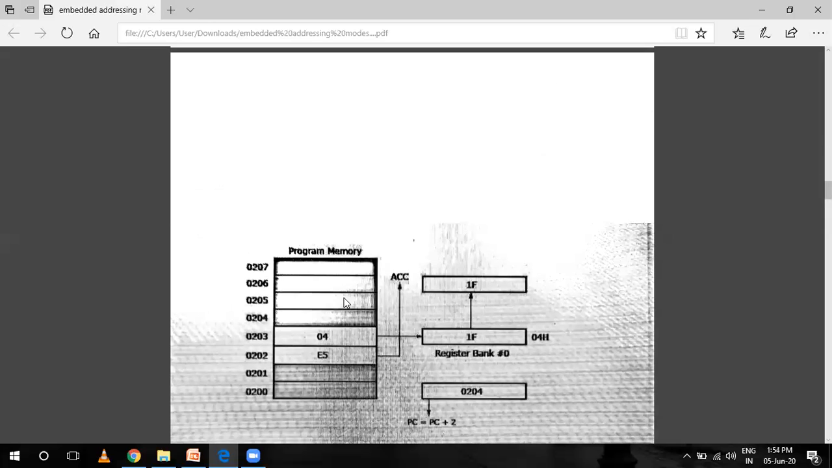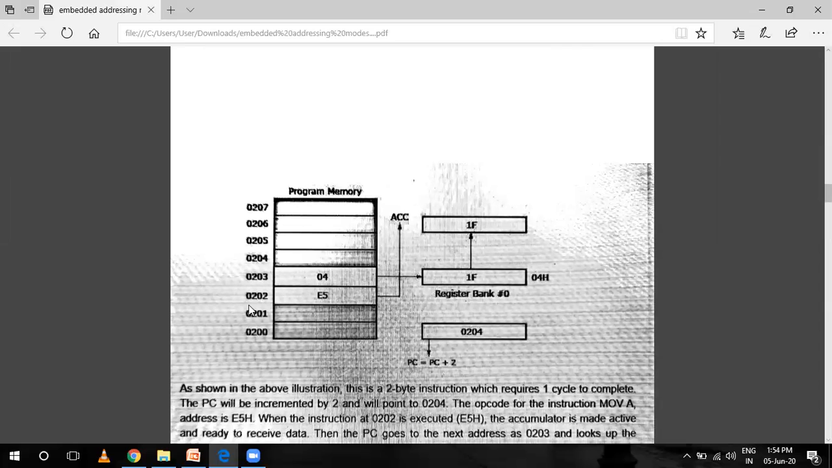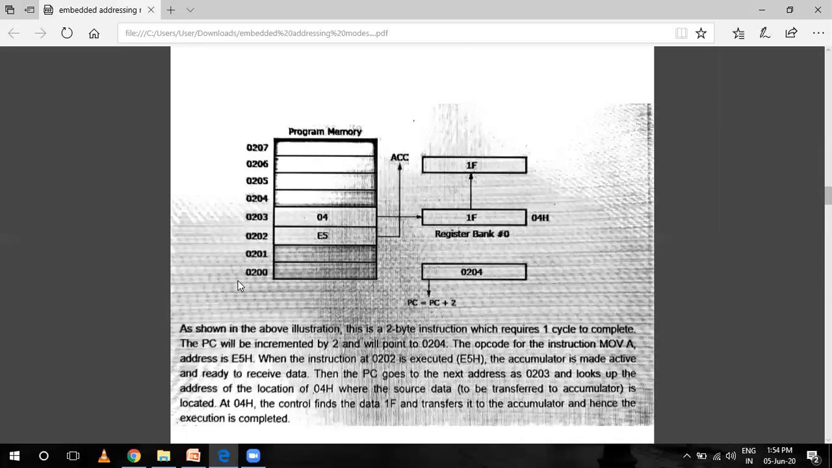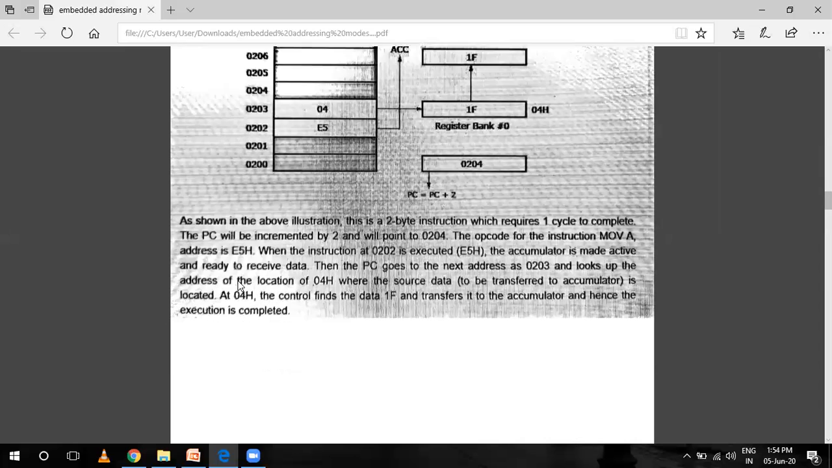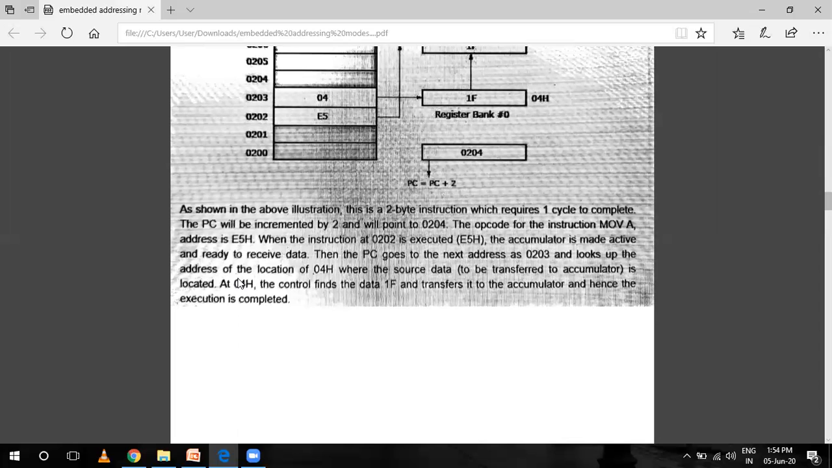So the program memory at 0202 has E5, at 0203 has 04, and the accumulator and register bank hold 1F. So PC is incremented by 2, that is 0204H. So this is a 2 byte instruction requiring one cycle to complete. The PC will be incremented by 2 and will point to 0204, and the opcode for the instruction MOV A, address is E5H.